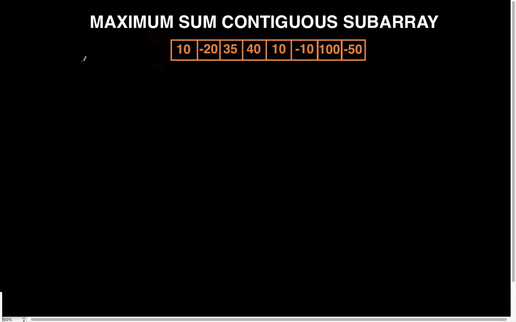Let me take a very small array, since this one is a kind of large array for explaining what I'm talking about. Let's say the array is 1, 2, 3 and 4. As I said, what we will do is find all the subarrays that are possible.